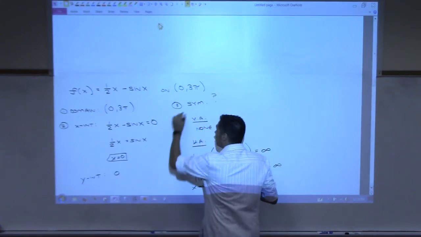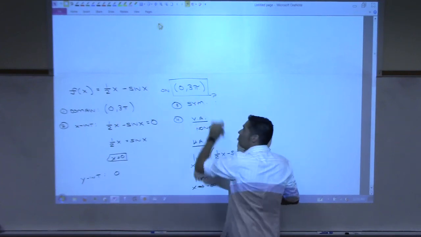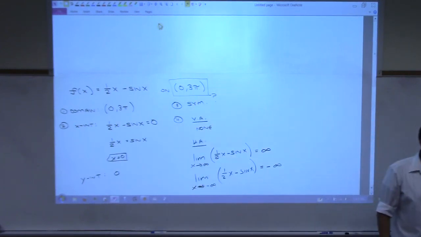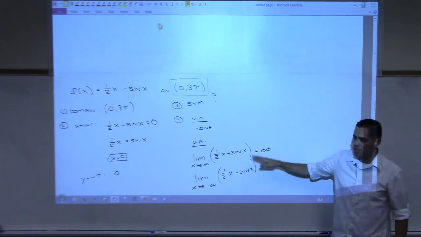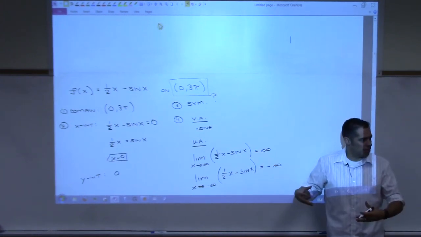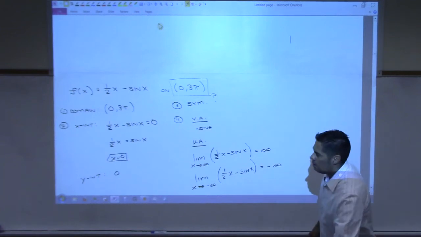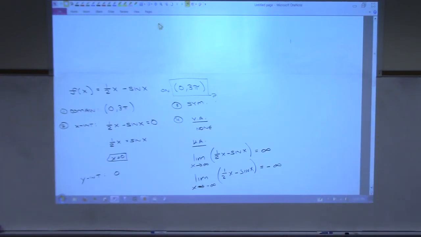But keep in mind, we're not even looking at forever in each direction, are we? We're just looking between 0 and 3 pi. I only did this just because I want you to see how you would approach it, all right? So if we have an interval, then there's no need for horizontals. All right, fifth step.